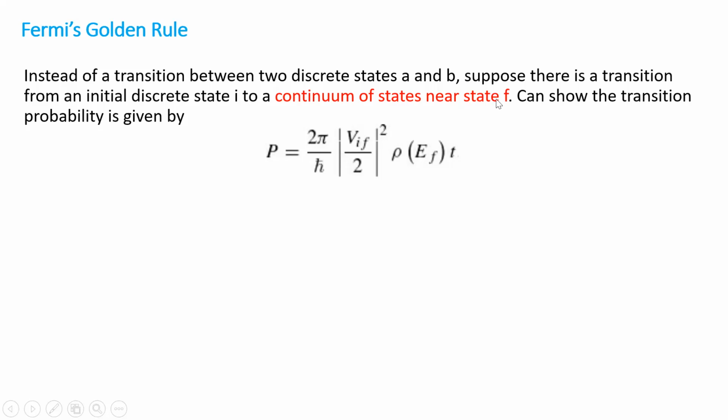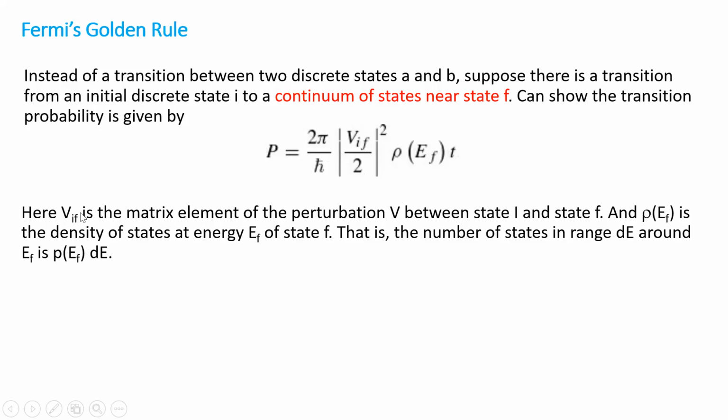So in this case, we can show the transition probability is given by the following. And there's an argument for this in the textbook, that the probability P of transitioning to this continuum of states near state F is 2 pi over h bar times the matrix element VIF over 2 squared times rho of EF, where rho of EF is the density of states at EF, times T. So the probability increases linearly in time.